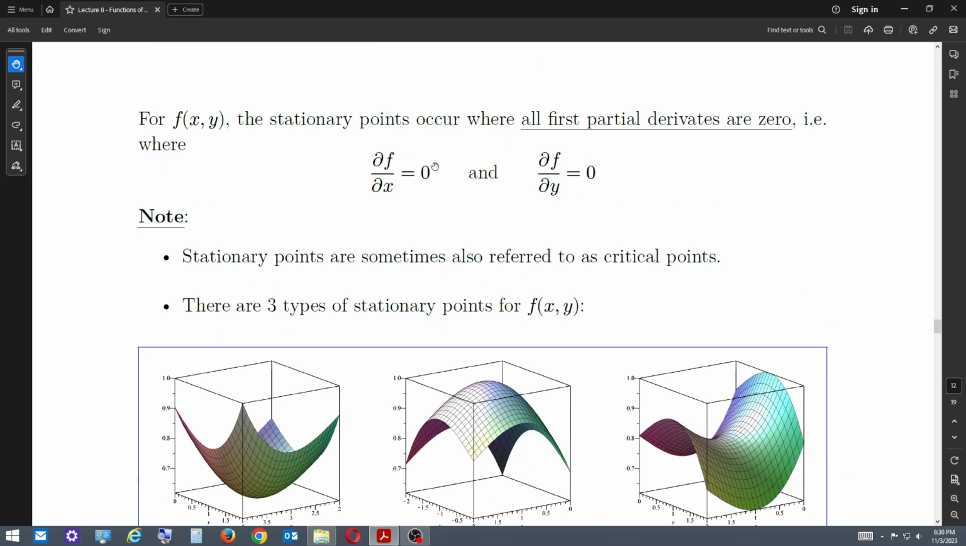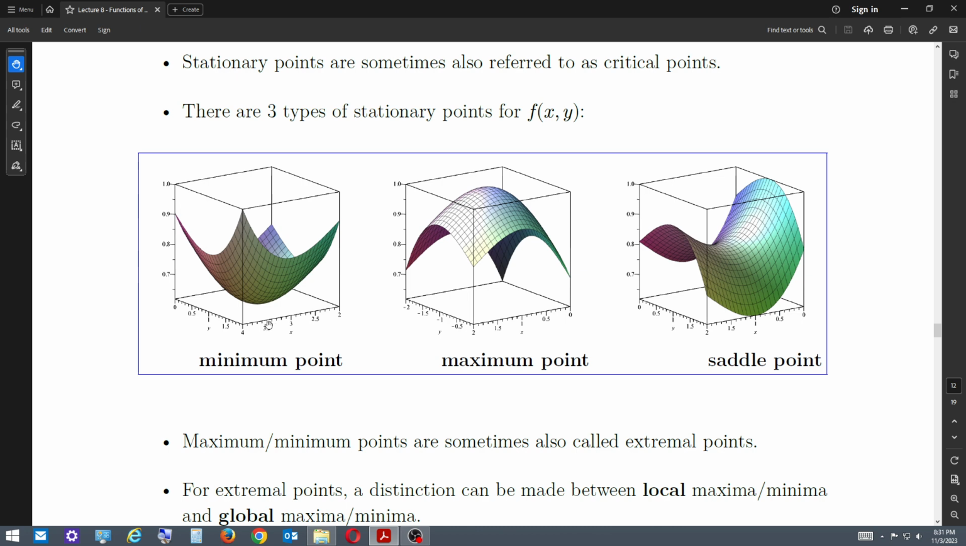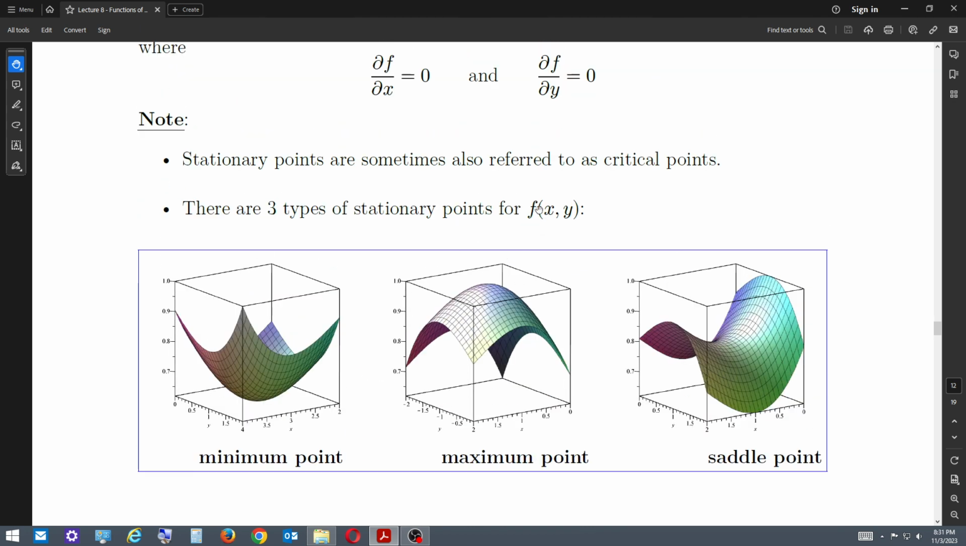Right, solving both of these equations will give us our stationary points, and we'll talk about the classification in a little bit. This here is just a graphical representation to show you what these points look like in 3 dimensions for a function of two variables. So a minimum point looks something like this on the left, a maximum point in the middle, and then our saddle point, which I mentioned before, looks like what we see on the right here.